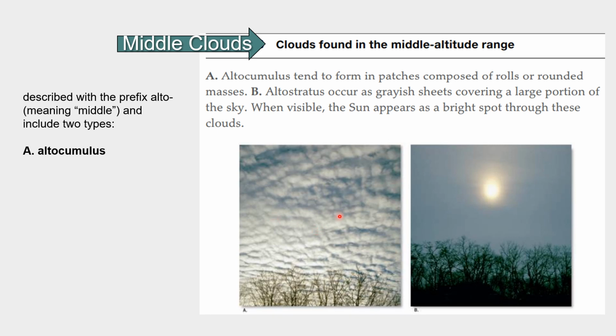They are commonly confused, but altocumulus is called altocumulus because it is formed in the middle of the atmosphere, in the middle height range. And next is the altostratus, in the second figure. These occur as grayish sheets covering a large portion of the sky. When visible, the sun appears as a bright spot through these clouds. So it's just like sheets covering a large portion of the sky.